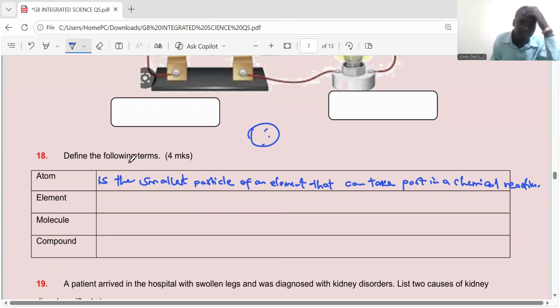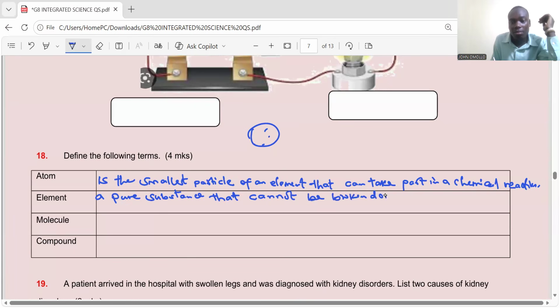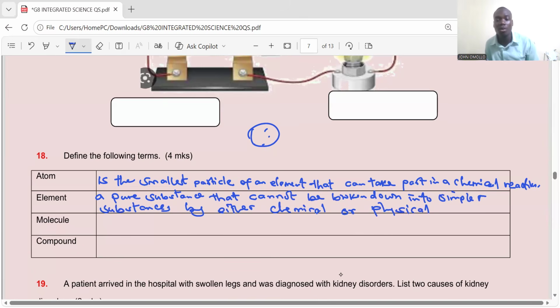Let's move to an element. Now, an element is a pure substance that cannot be broken down into simpler substances by either chemical or physical means. So that is what an element is.